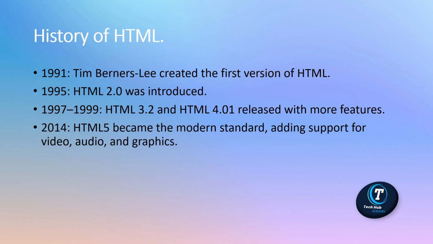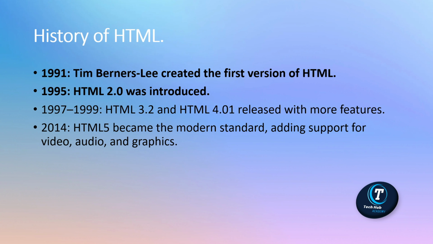History of HTML. 1991. Tim Berners-Lee, a scientist at CERN, created the first version of HTML to share documents easily. 1995. HTML 2.0 was released. It became the first standard used by developers. 1997 to 1999, HTML 3.2 and HTML 4.01 were introduced, adding more features like tables and images.